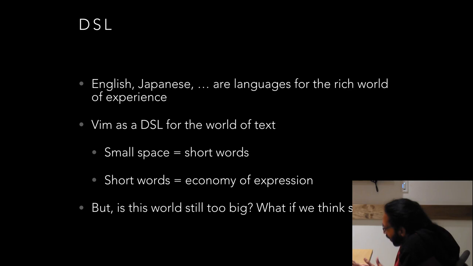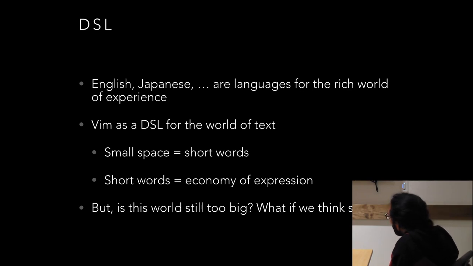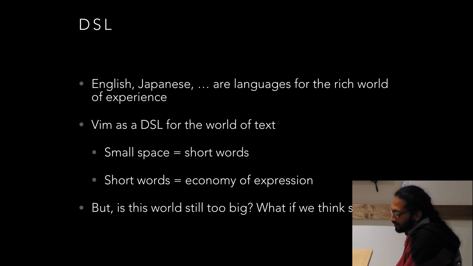But yeah, so you have really long words in English because you have a really rich world of experience. But when you're talking about the world of text, your words can be really short. And as it turns out, Vim's words are one letter long because you don't need that many nouns in the world of text. We have 26 letters to play with and we only need like six or seven. So we have really short words, the single character words that are the nouns, single character words that are the verbs. But Vim still ends up using your whole keyboard, and it still is something that you have to explicitly learn.